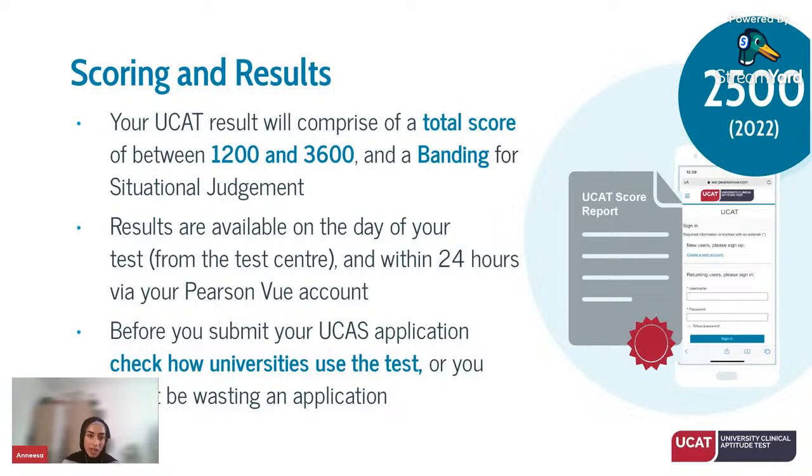Before you submit your UCAS application, you want to check how universities use the test, otherwise you may be wasting an application. What that means is if you haven't scored that well on your UCAT, then it might not be worth applying to universities which heavily rely on UCAT scores to invite people to interview. If you've got a lower UCAT score, don't worry. There are universities that don't really have an emphasis on the UCAT, and you can also choose to sit the BMAT and apply to BMAT universities instead.